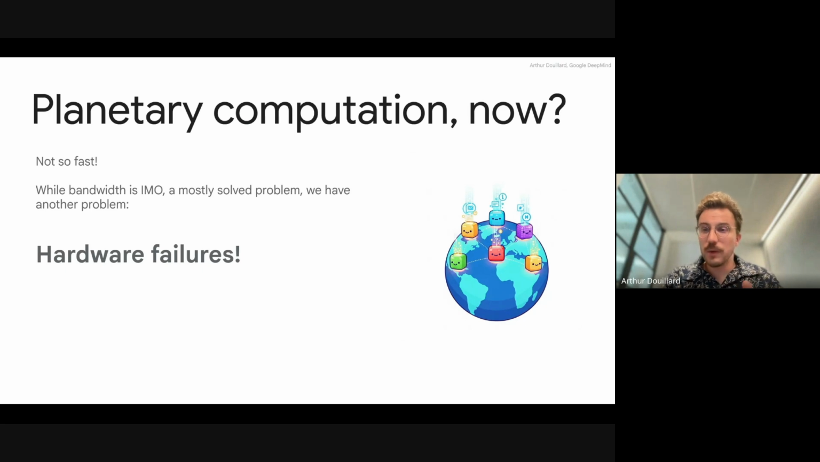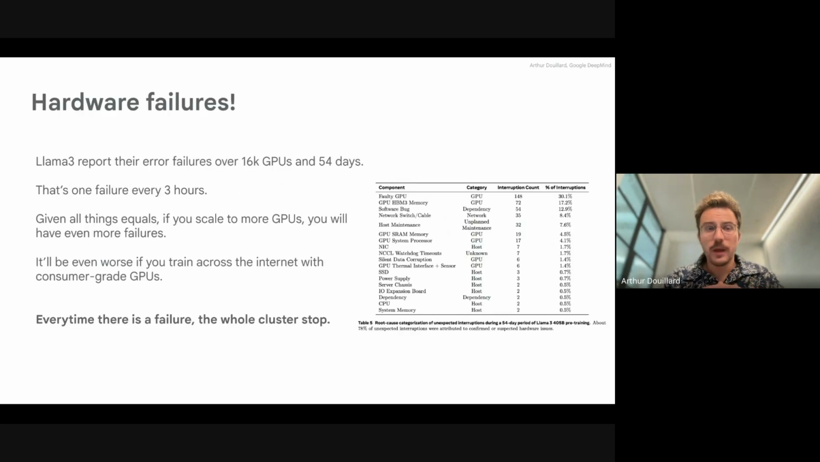We have another problem, which is hardware failure. Llama 3 from Facebook, the previous generation from last year, reported that the failure rate over 16K GPUs and 45 days was quite high. They had one failure every 3 hours.